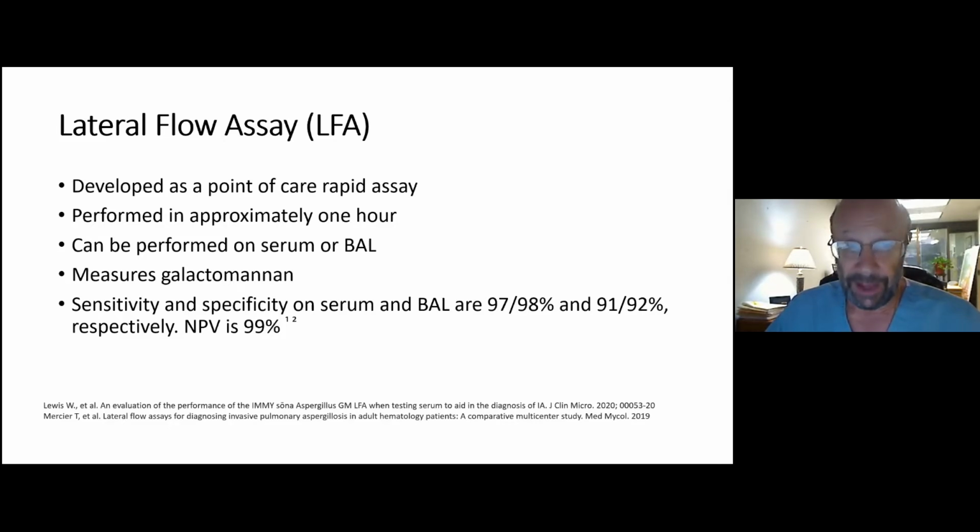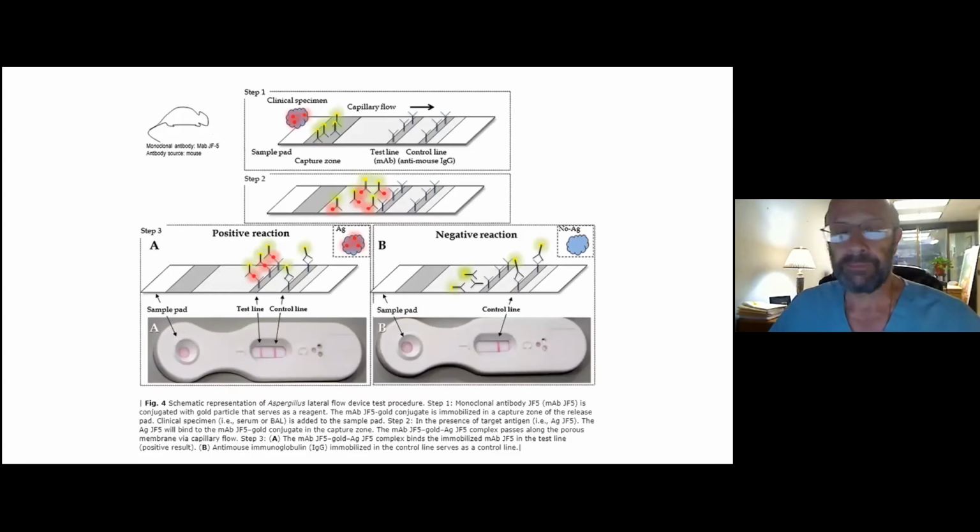The downside of a lateral flow assay, and why it's probably not used a lot more, is that it's not quantitative. It's simply a positive or a negative result, and you don't get a quantitative value as depicted here. So you get a positive reaction or a negative reaction, but it's not quantitative like the traditional galactomannan by ELISA.